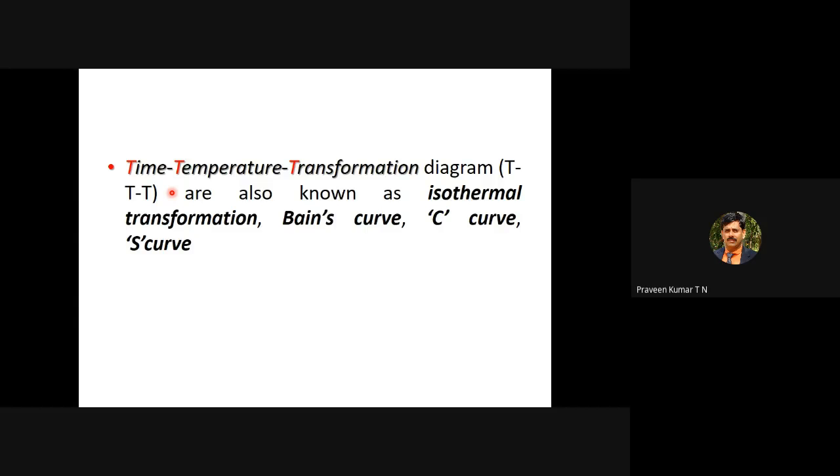Now we are talking about the time temperature transformation diagram. It is also referred to as a TTT or triple T diagram. It is also referred to as isothermal transformation. What is meant by isothermal? Isothermal means the complete transformation takes place at constant temperature.